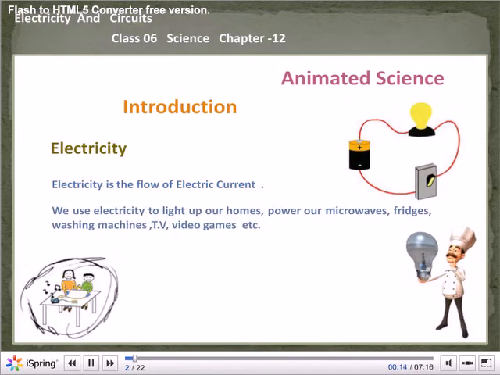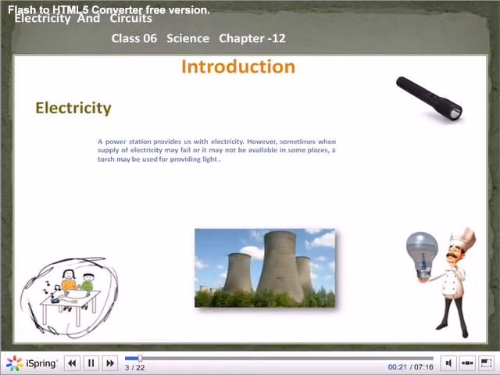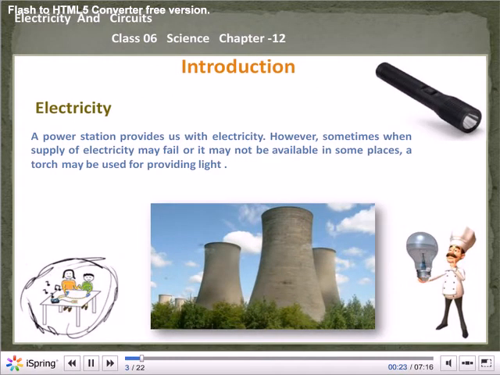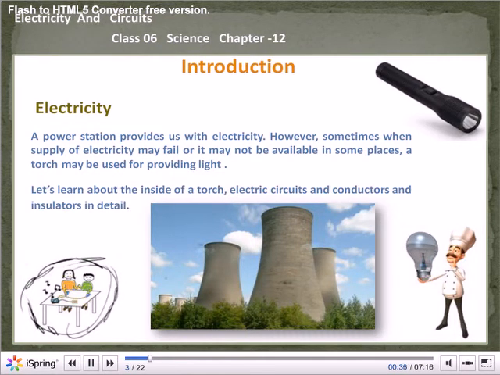We use electricity to light up our homes, power our microwaves, fridges, washing machines, TV, video games, etc. A power station provides us with electricity. However, sometimes the supply of electricity may fail or it may not be available in some places, and a torch may be used for providing light. Let's learn about the inside of a torch, electric circuits and conductors and insulators in detail.